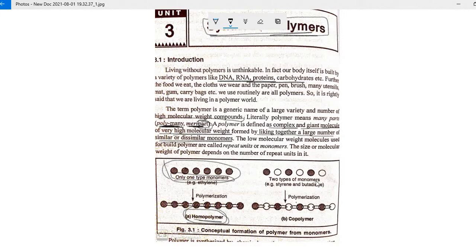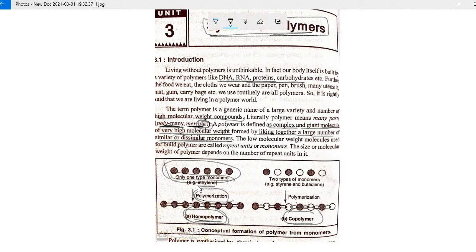Copolymer. The two types of monomers, that is known as copolymer. And the process of formation of polymer is known as polymerization. Okay, so there are two types of polymers, that is homopolymer and copolymer.